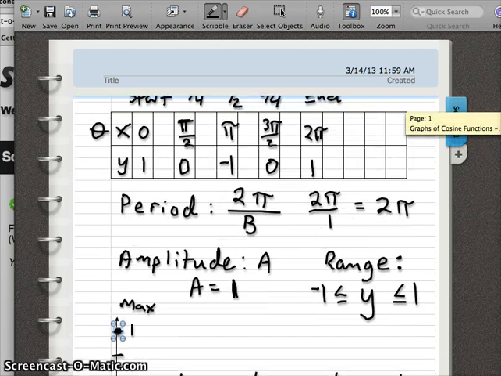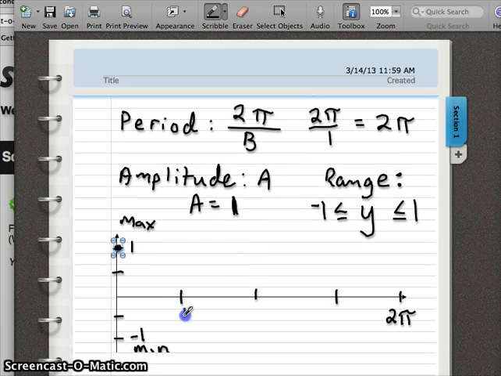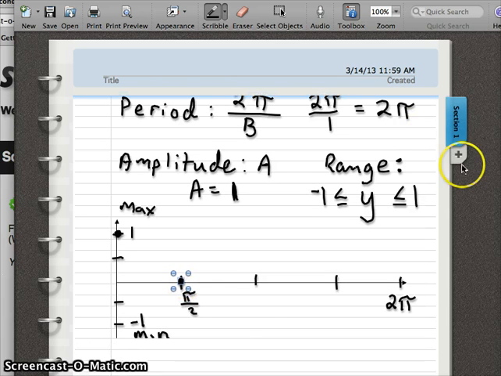Then we move on to the next key point, which is pi over 2. And if I input pi over 2, I get 0. So 1/4 of your cosine will always be 0. Then I evaluate the next, which is half of our period, which is 1 pi. If I evaluate the cosine of 1 pi, I get -1. So half of your period will always be the minimum of your cosine function.